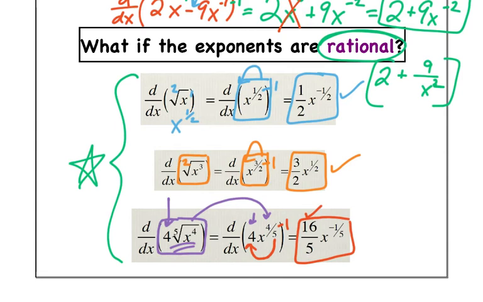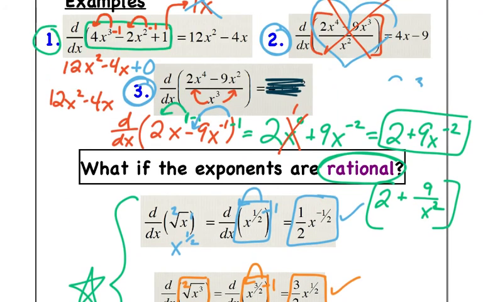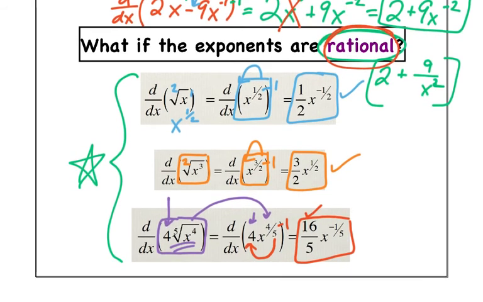Okay, so I feel like we can do power rule on almost anything. If you do it on a quotient, you have to change it back into a complete polynomial like we did for number 2 and 3. And if you have a radical, you have to change the radical into rational exponents before you do that.